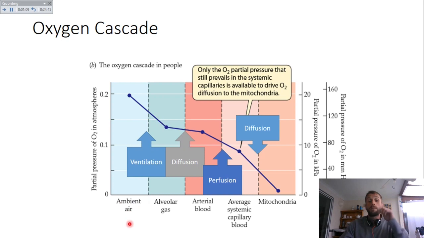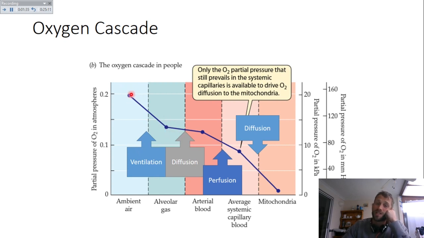So the first step is ambient air. We get our oxygen from the ambient air, and we move that oxygen from the ambient air into our lungs, so into the alveolar, through ventilation. So we ventilate our lungs by breathing in and out, which moves this oxygen from the ambient air into the alveolar gas.